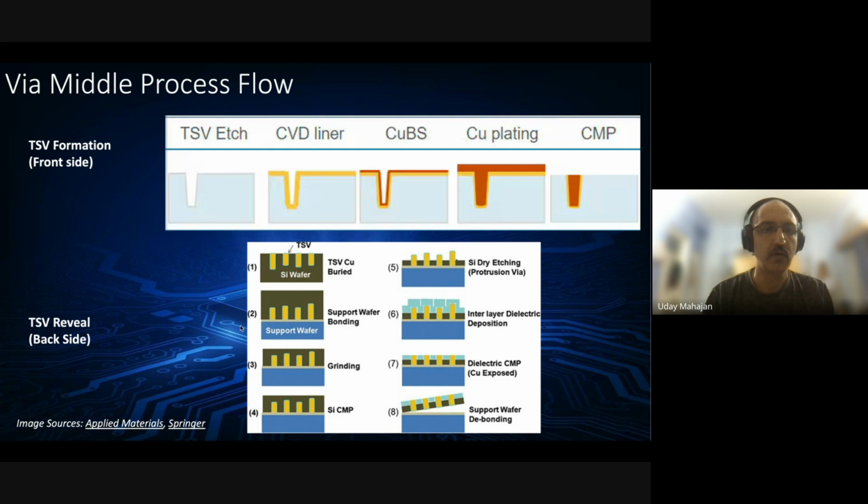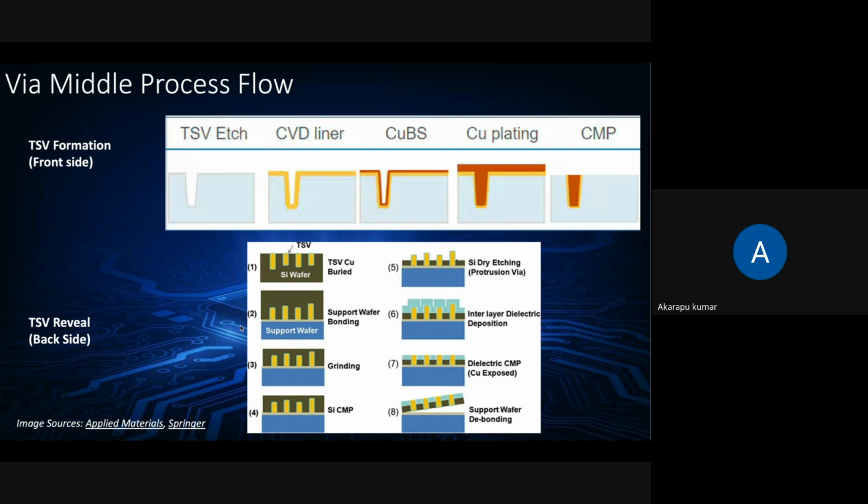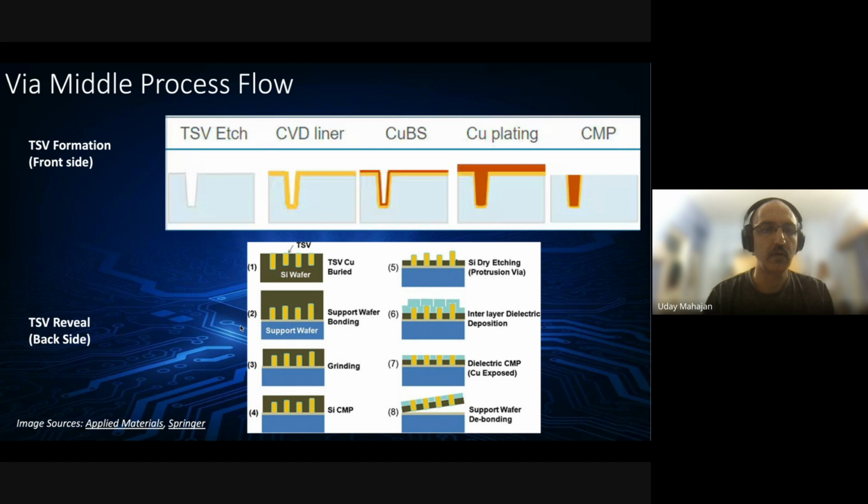I've broken it up into two parts: the TSV formation, which is on the front side of the wafer, and the TSV reveal, which is done on the back side of the wafer to make the TSV truly a through silicon VIA. So at a high level, you start by etching the TSVs, putting down an insulating liner.